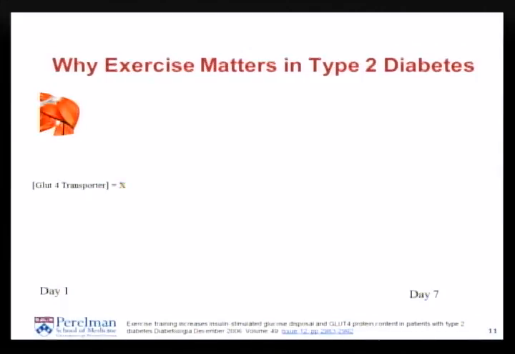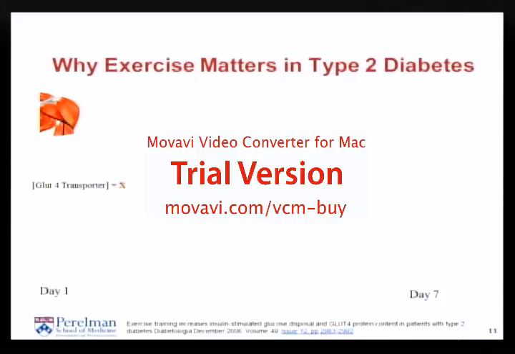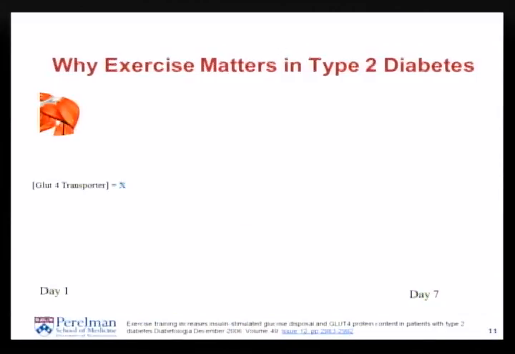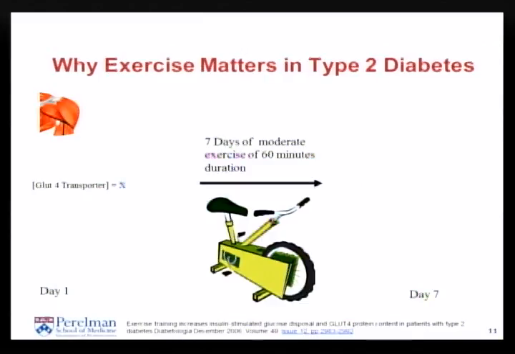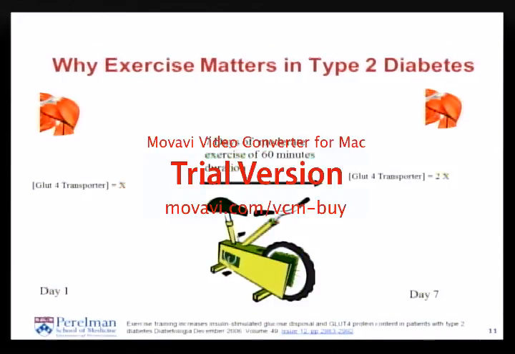GLUT4 transporter is the protein that is increased when you treat patients with thiazolidinedione drugs like Actos, Avandia, et cetera, right? And it does that by going to the nucleus and increasing transcription of messenger RNA. And this is what happens when you exercise. So if you look at the GLUT4 transporter concentration and it's X, and then 7 days of moderate exercise for 60 minutes duration, and then you recheck the muscle biopsy, it's 2X, right, double. And that's actually more than any thiazolidinedione drug could do for you.